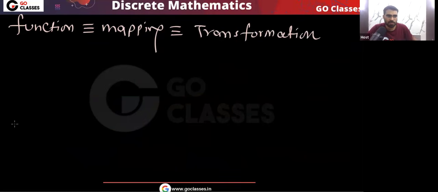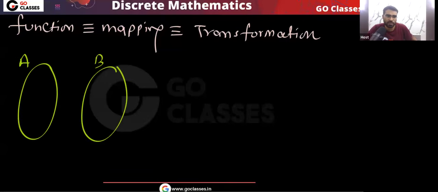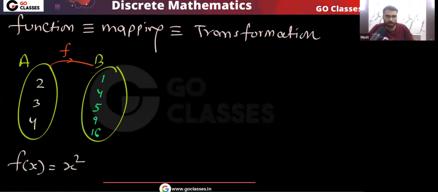For example, consider this set. I'm giving you a set A, which is 2, 3, 4, and a set B, which is 1, 4, 5, 9, 16. Now I'm defining a function f from set A to set B, and I define it like this: f of x is equal to x square.